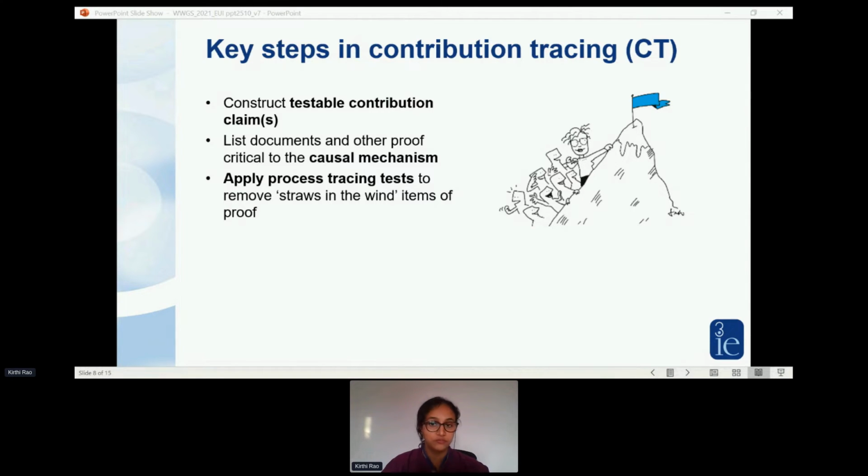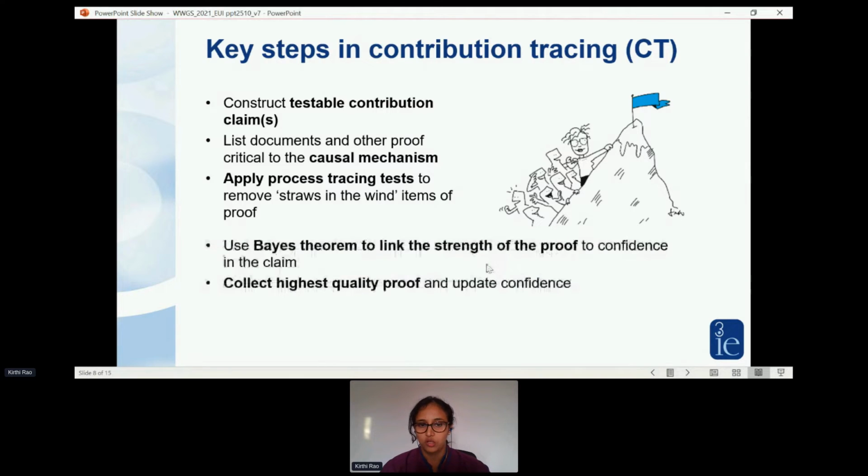And if we don't find that critical proof, we reject our claim. So once we are able to collect critical items of proof, we hold a trial with a jury of colleagues who know the context or the research project and who can bring in contextual awareness and help reduce subjectivity. So these are the steps that we follow in contribution tracing.